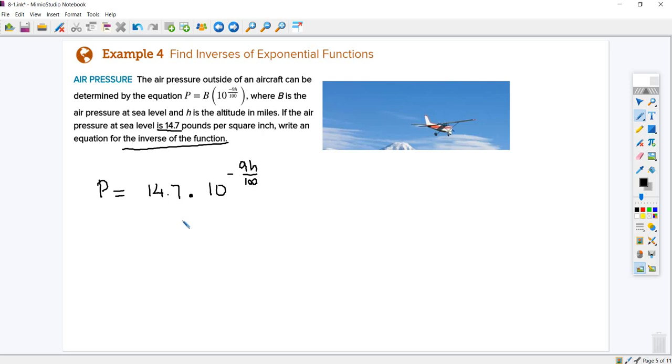We are looking for the inverse function, okay? Remember how we do the inverse. We have P and H here. It's like Y and X. It's like Y is equal to 14.7 times 10 to the power negative 9X over 100.